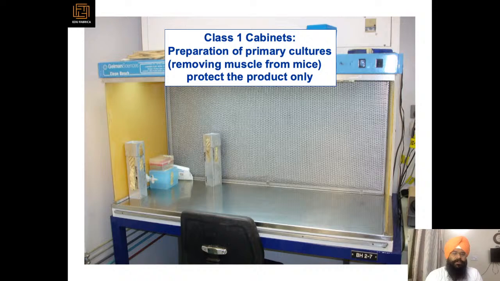So these are the class 1 cabinets. Preparation of the primary cell culture is done in these. So remove the muscles from mice; these protect the product only. All the primary cell culture work is done in these kinds of chambers.